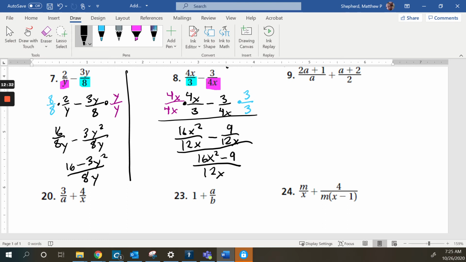Now that top we can actually factor. That would just be a difference of squares. So that would look like a 4x minus 3 and a 4x plus a 3 all over 12x, although doing that factoring doesn't really help me find anything to eliminate. It's always good to check, though, whenever you're doing this. Check.